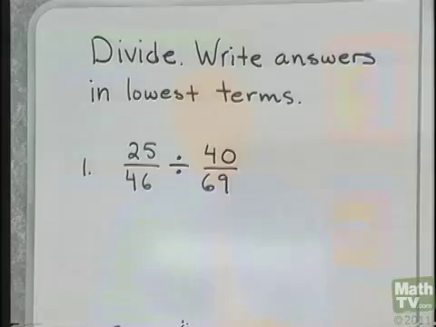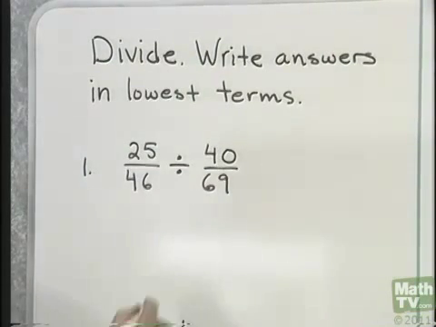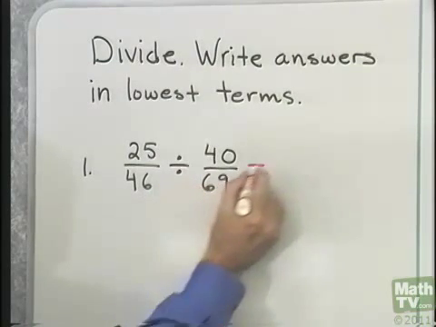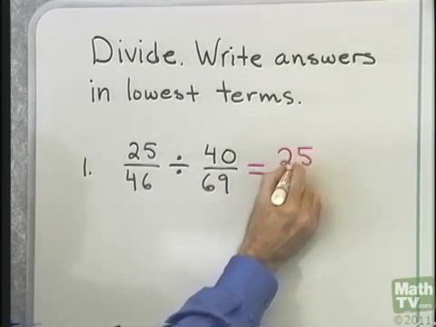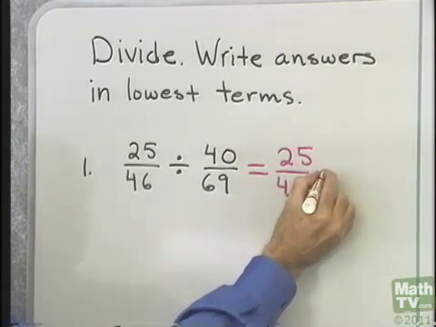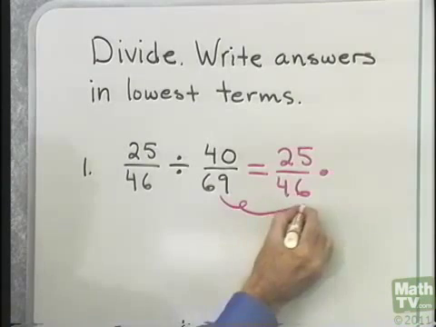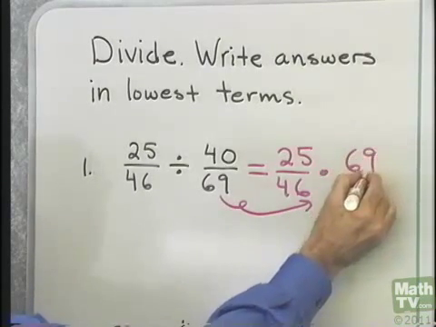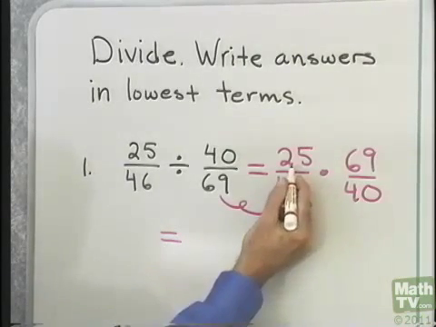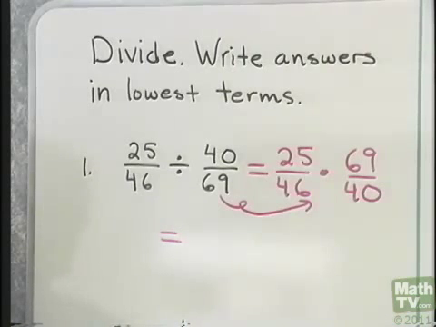Let's try an example. 25 over 46 divided by 40 over 69. I'm going to start this by changing from division to multiplication. The first fraction stays exactly the same as it is in the original problem. Then I change to multiplication and I multiply by the reciprocal, 69 over 40. The next step is simply to multiply, just like I did in the previous section. So I'm going to do my multiplication by simply multiplying and factoring completely.